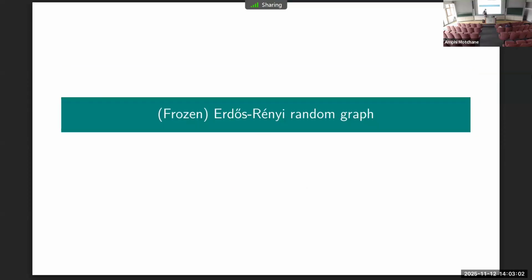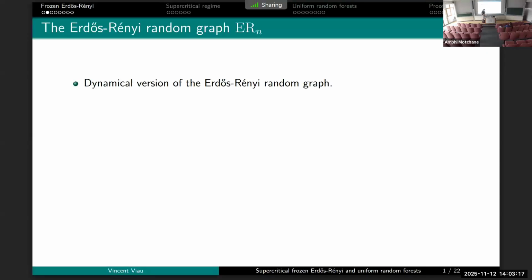So let us start with the definition of the frozen Erdős-Rényi model, which is a modification of the classical Erdős-Rényi random graph. So I'm just going to start with some definitions of the classical model. And I'm going to present a dynamical version of this Erdős-Rényi model, which is maybe not the most commonly used, but I prefer it since it enables us to couple the frozen and standard Erdős-Rényi models.